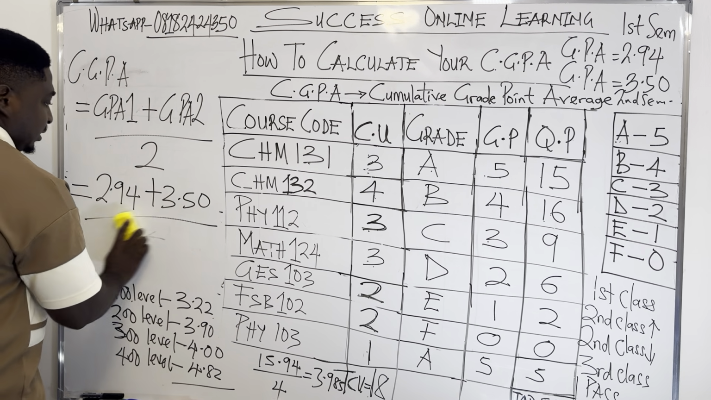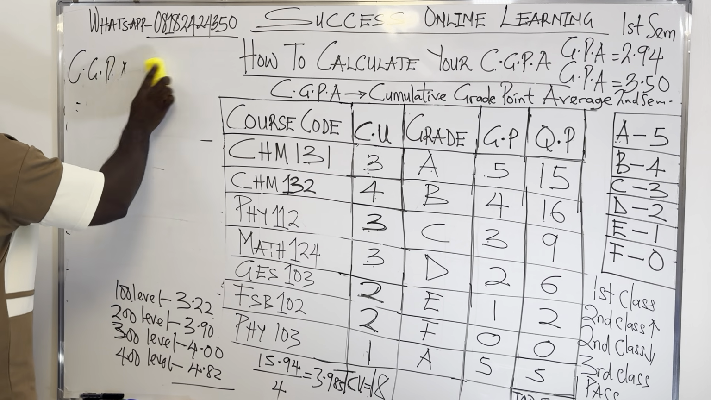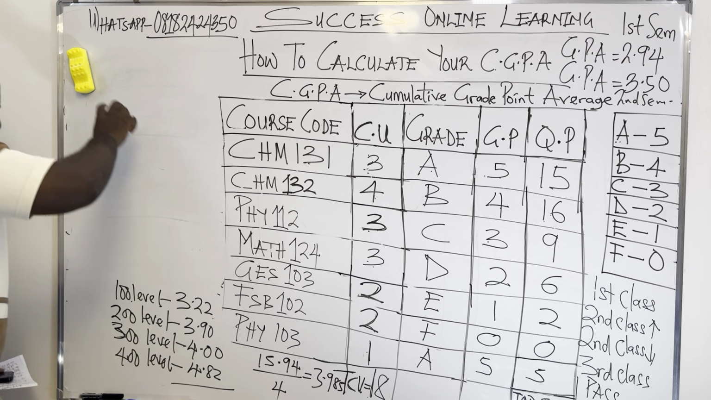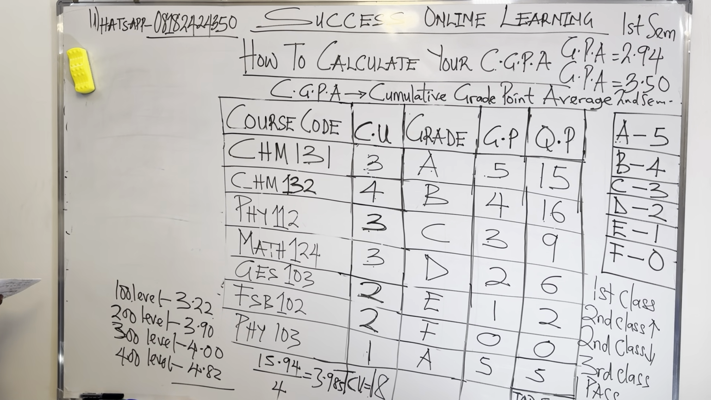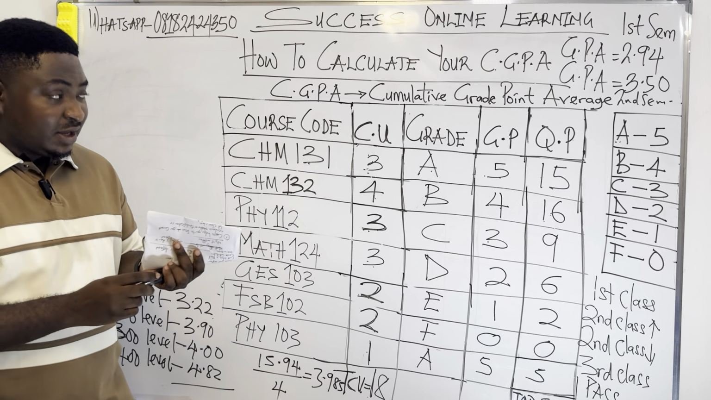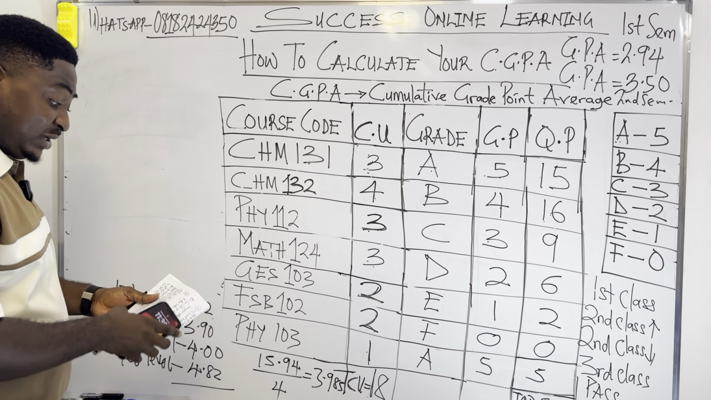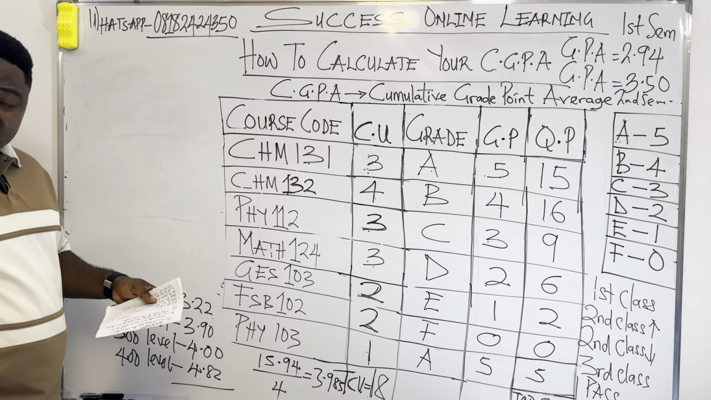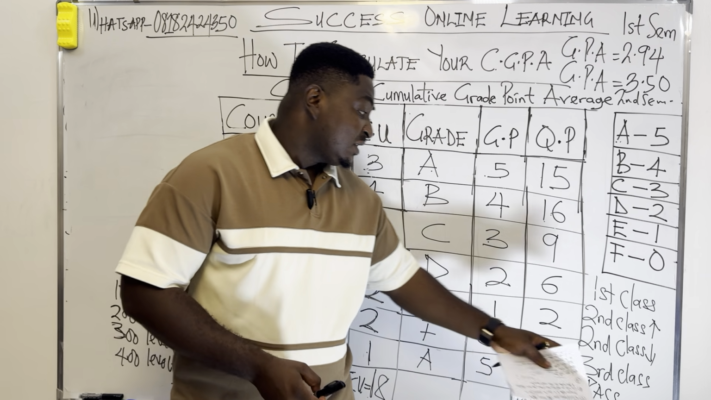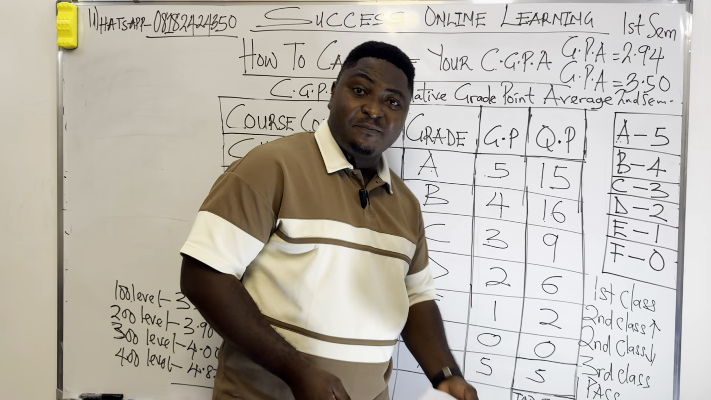Now, class, having gotten this, the next thing I want us to look at is that this student came out with a CGPA of 3.985. We need to ask ourselves, remember that the essence of calculating the CGPA is to ascertain the academic status of the student. If the student is a first class student, if the student is a second class upper, remember we have second class upper, we have second class lower, we have a third class, and we have pass.